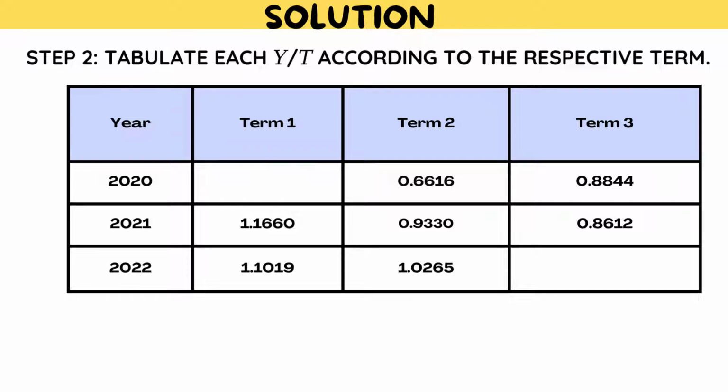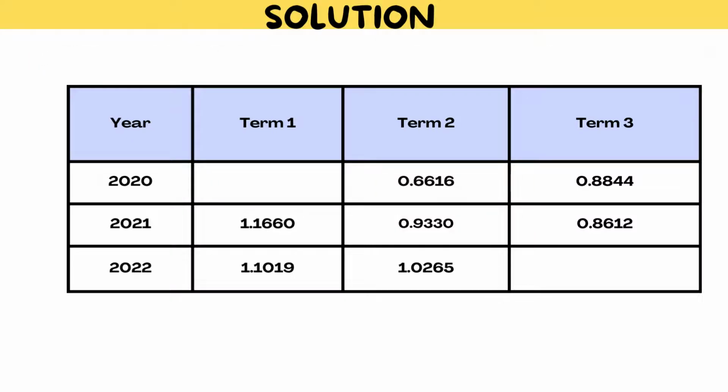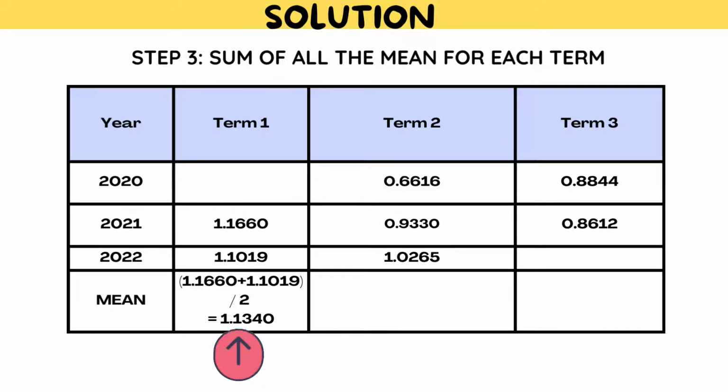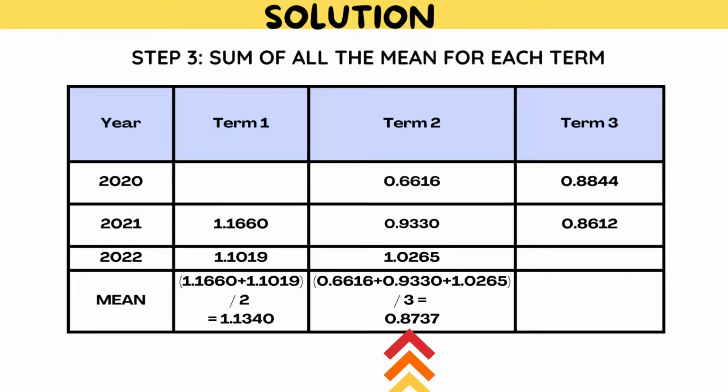Next, step 2. Tabulate each Y over T according to the respective term as shown in the table on the screen. Step 3. Find the mean for each term. Look at your term 1. You have two values over there, 1.1660 and 1.1019. Sum up these two values and then divide by 2. The answer is 1.1340.